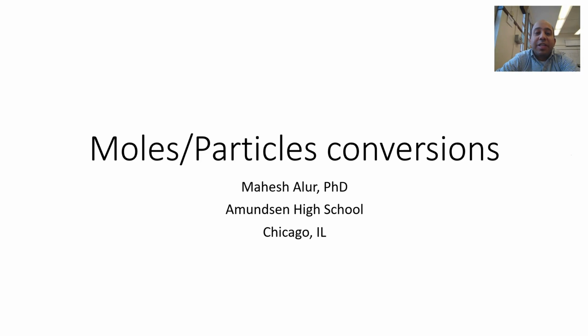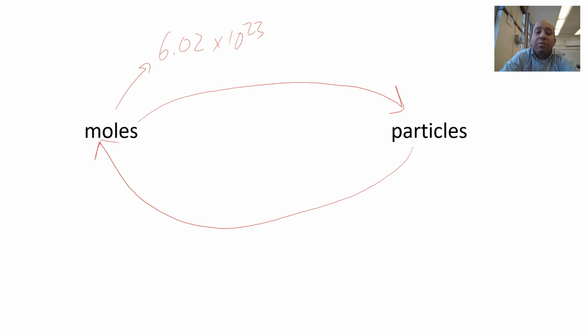Hi class. So in this video, I'm going to talk about moles and particles conversions. So if you see here that we're trying to go from the moles, which as we know already, a mole is Avogadro's number, 6.02 times 10 to the 23rd. We're trying to figure out how can we figure out how many particles we have, or vice versa. How do we go from particles to moles?